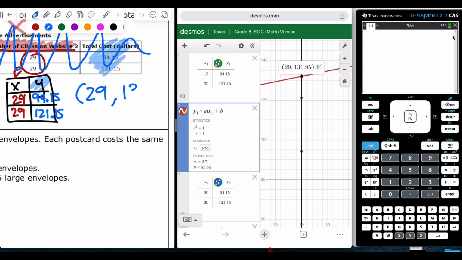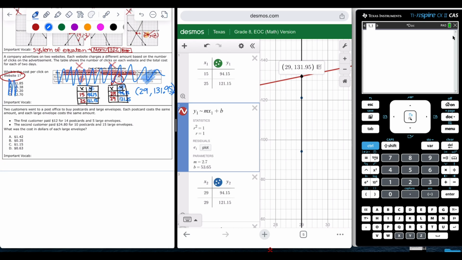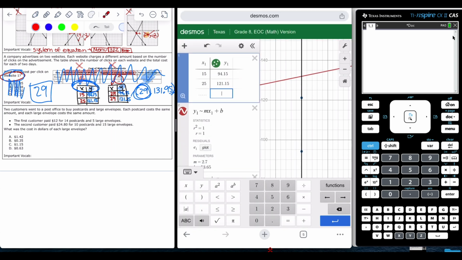29, 131.95. Now, here's the situation. I messed up the question. Since we're looking for website 1, that's 29. My answer would be 29. But I really just wanted to explain how we get the two tables and what we would do in Desmos. But let's go to the next example.